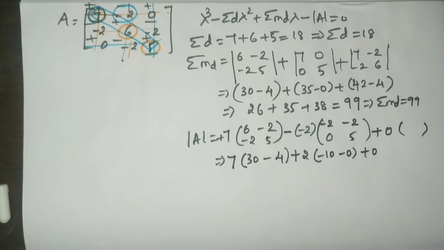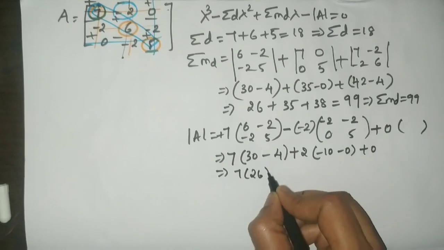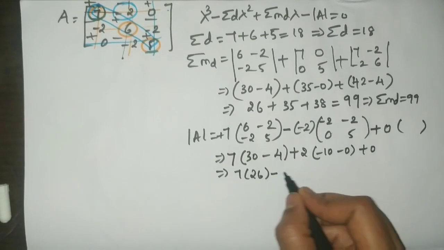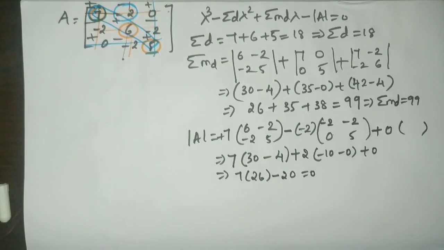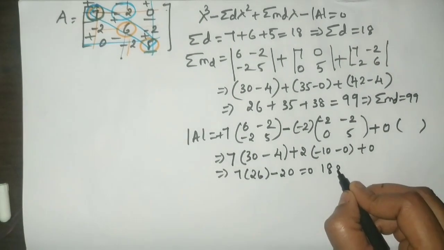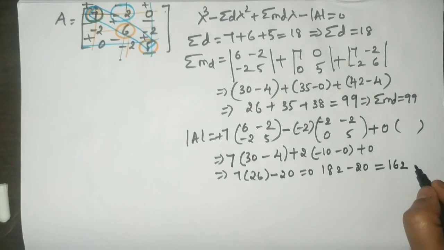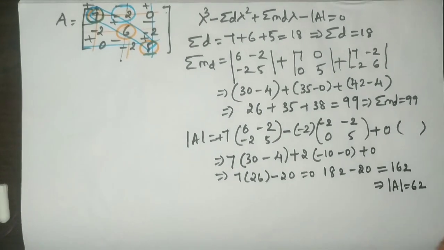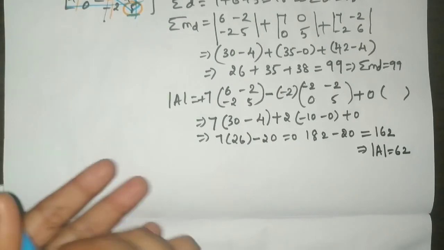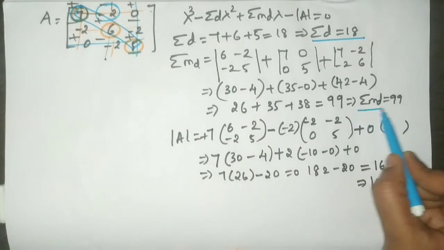Right? So we have 30 minus 4, which is 26. So 7 into 26 plus 2 into minus 10, minus 2 tens are 20, is equal to 0. So 7 into 26 we get 182, subtracted by 20. So your answer is 162. So this represents the determinant of the matrix.